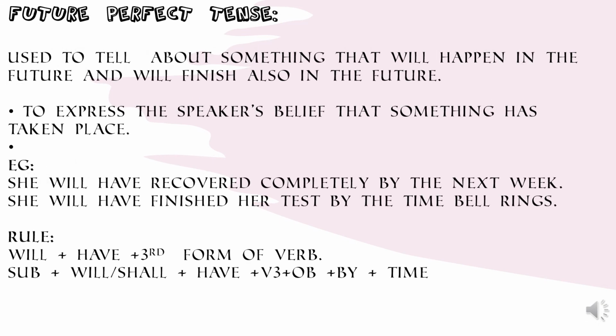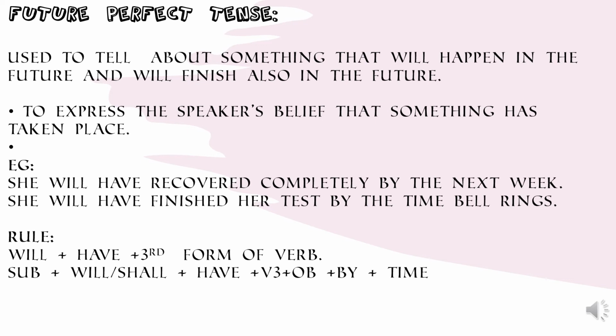Next comes future perfect tense. Future perfect tense is used to tell about something that will happen in the future and will also finish in the future, and to express the speaker's belief that something has taken place. Example: she will have recovered completely by next week. She will have finished her test by the time the bell rings.